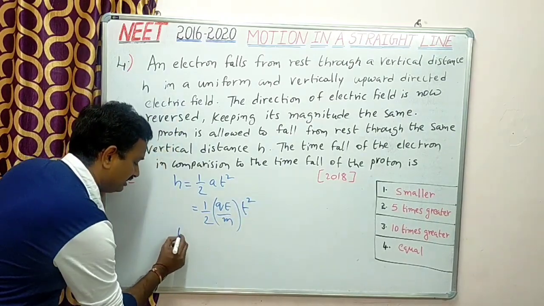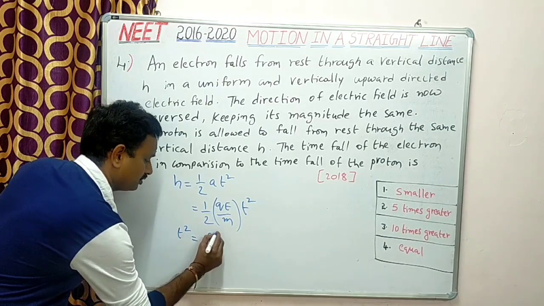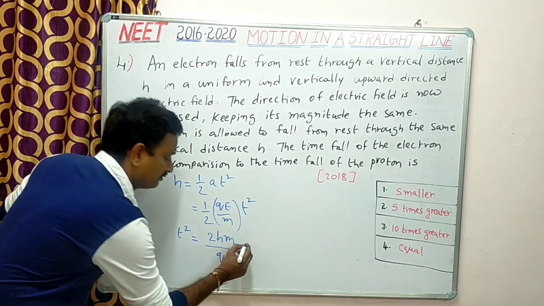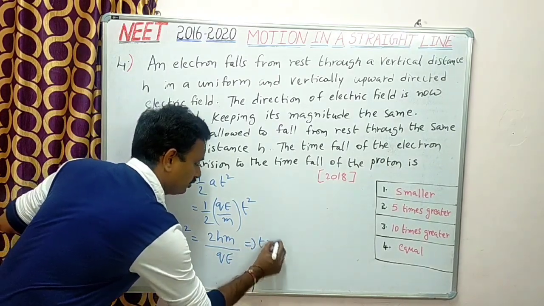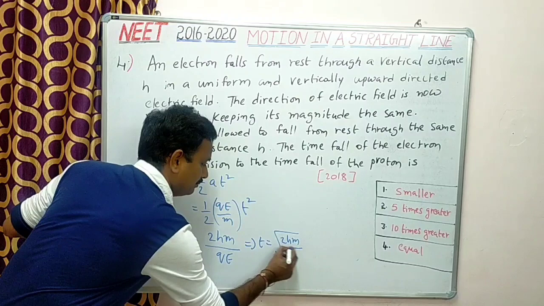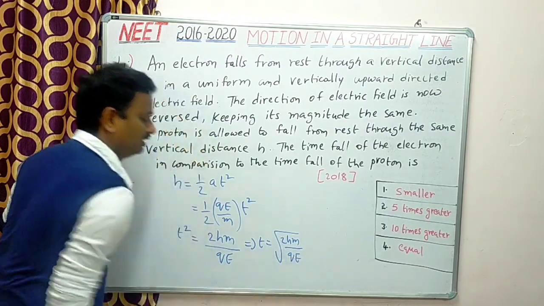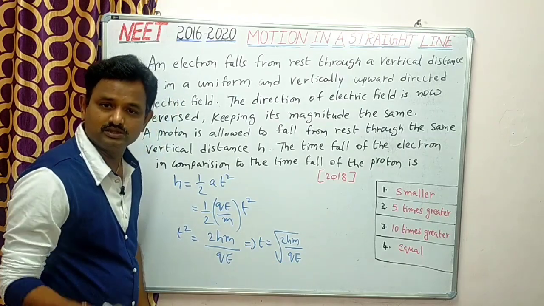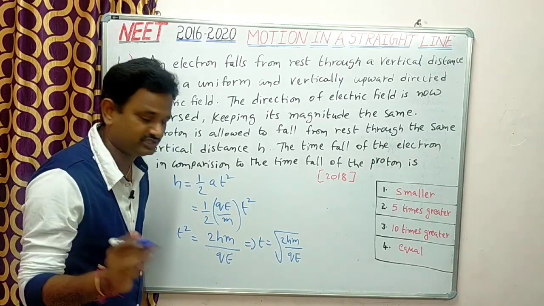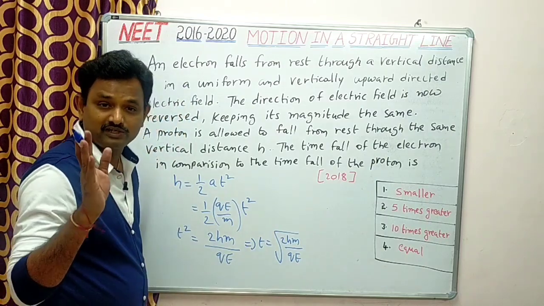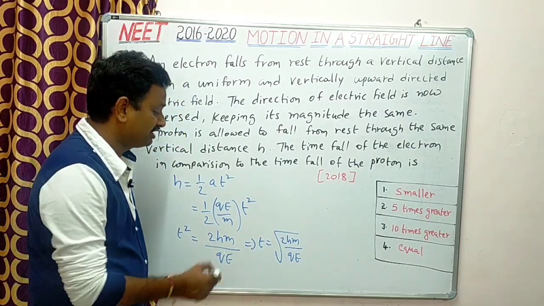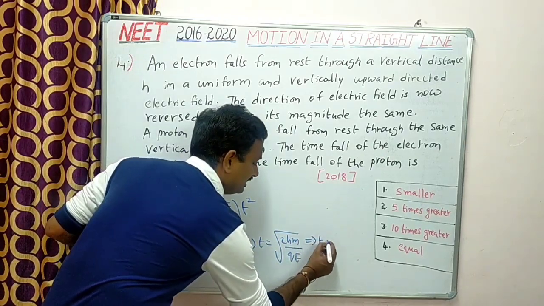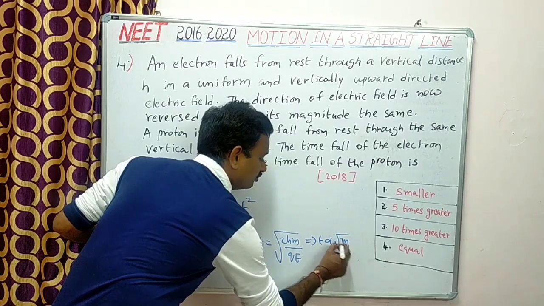So now I will write t square equal to 2hm by QE. Okay. From that, t equals root over 2hm by QE. Here height is constant, the charge of both electron and proton is constant, and the magnitude of the electric field is also constant. So which is variable? Mass is variable. So I can write t is directly proportional to root over mass.